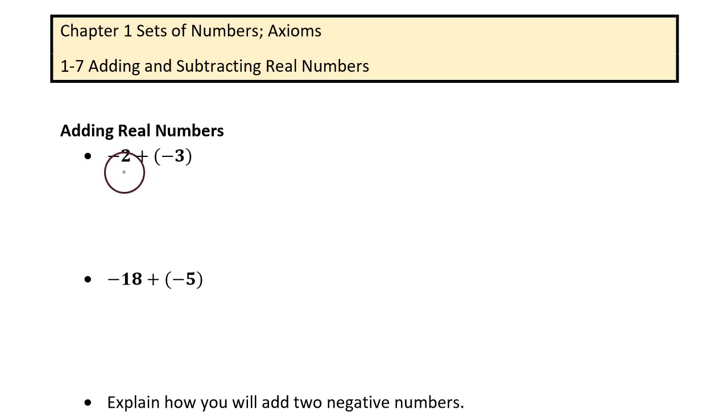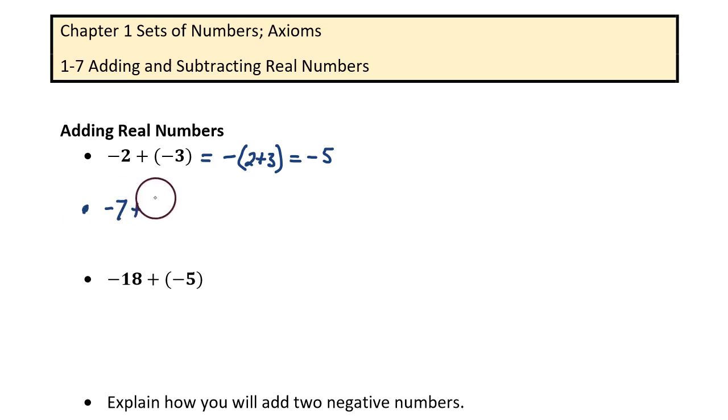Here's an example problem, -2 plus -3. Maybe you know right away that the answer is -5. The reason the answer is -5 is because of one of the axioms we studied earlier. This is equivalent to the negative of 2 plus 3, which is -5.